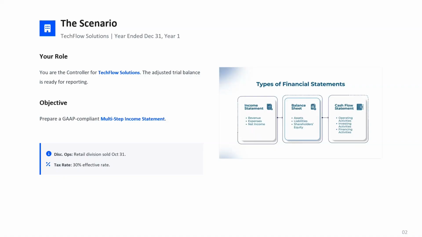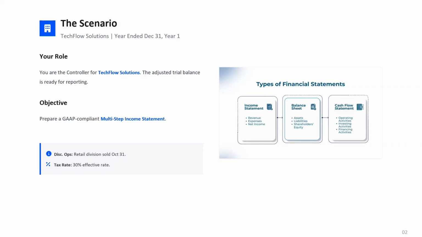So here in our scenario, we have a company, TechFlow Solutions, and you are the controller of this company. Your primary objective is to prepare a GAAP-compliant multi-step income statement for the year. That means we must correctly classify every revenue and expense item. And for this one, we have two critical pieces of information.